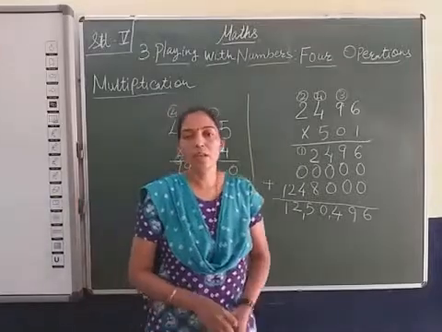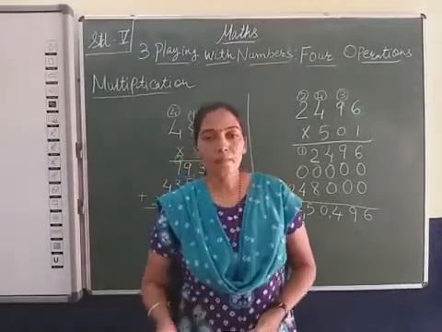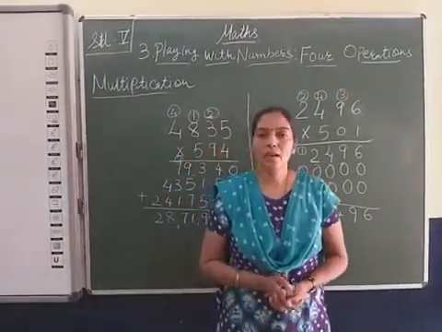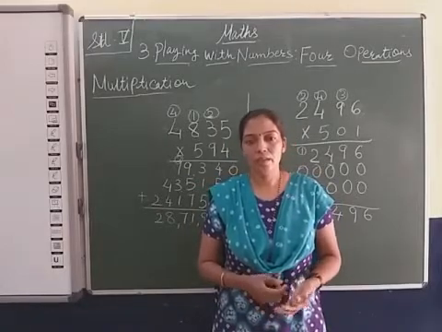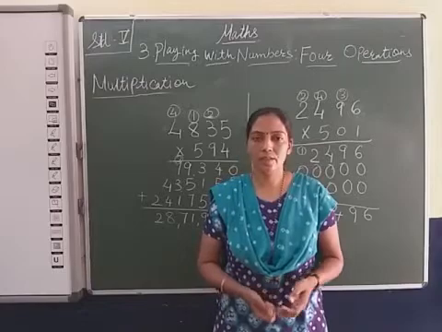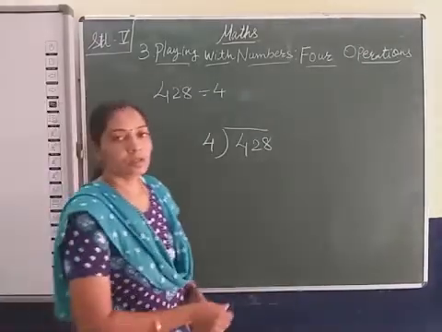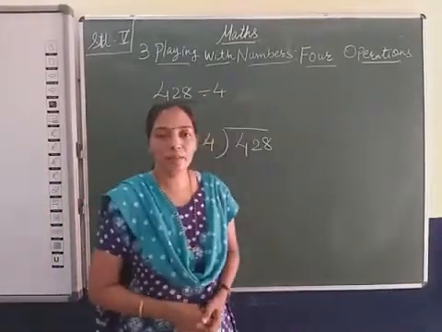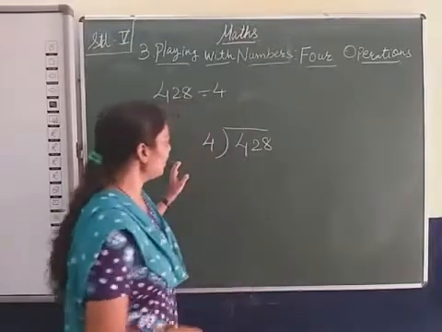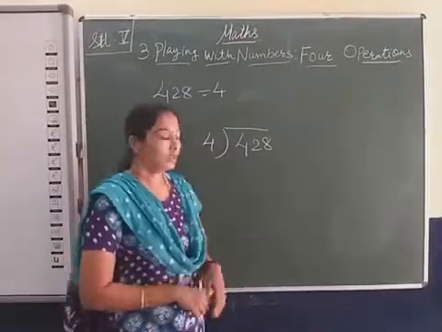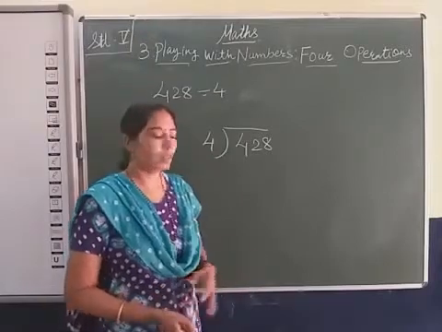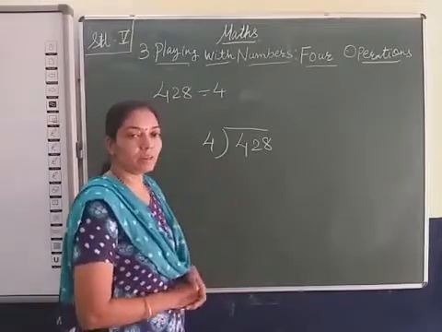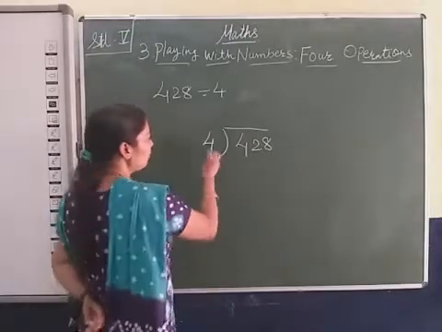So students, now let me move to division. You have done division by 1 digit, and today we will do 2 digit and 3 digit. Students, I take here a simple division example to recall your 1 digit division. When we divide by 1 digit, 428 divided by 4. So let me start. 4 ones are 4.